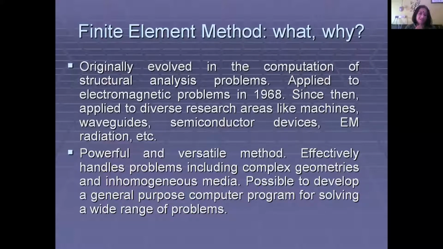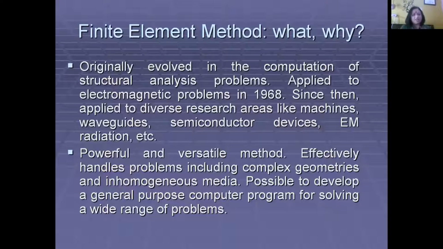As we have already discussed, the finite element method, you will find more books on structural engineering, on mechanical engineering, rather than what you will find about the application of the finite elements method to electromagnetics. This is because the finite elements method was originally evolved in the computation of structural analysis problems. And then when people realized that this technique could easily be incorporated into electromagnetics, we started using it for electromagnetic problems. And this is not a very recent thing. We've been doing this since the 1960s.